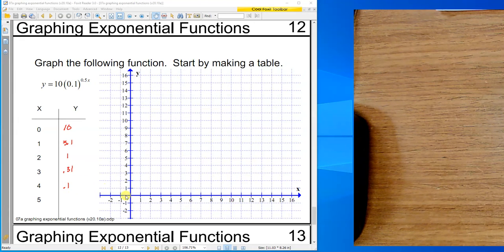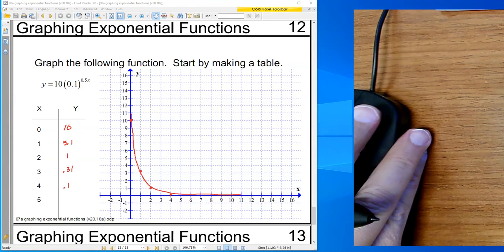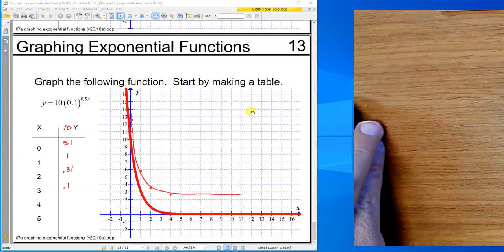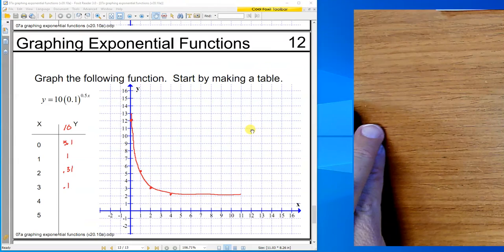It's getting tiny. Okay, at 0 I'm at 10. At 1 I'm at 3.1. At 2 I'm at 1. And at 4 I'm practically on the line. How do we do? Ooh, that looks pretty good, right? That looks good. All right, that's how you do it.